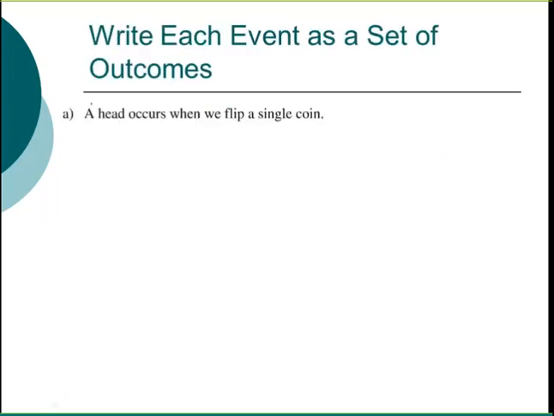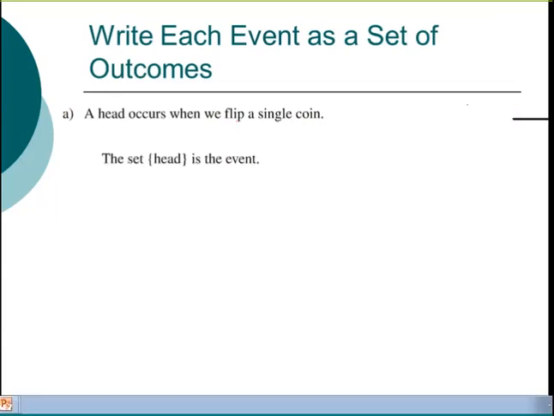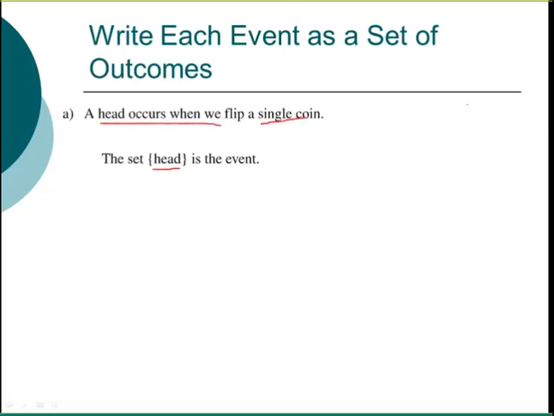Here we go. Write each event as a set of outcomes: a head will occur when flipping a single coin. Our outcome here is just heads. Your homework is actually just going to ask you to write it out in brackets, basically as your sample space. What's in your sample space here is just heads, not heads and tails, because you're just flipping the coin and you got heads to happen. So the key is just writing out what happened in your sample space.